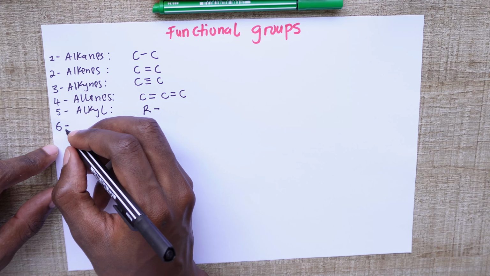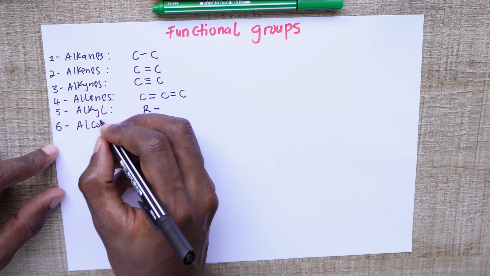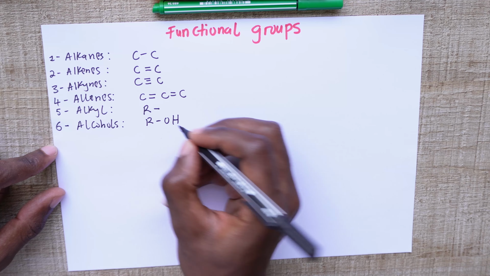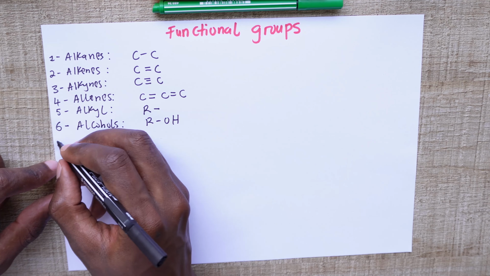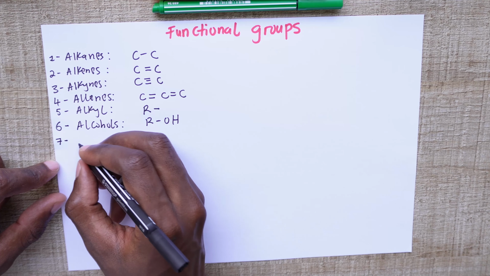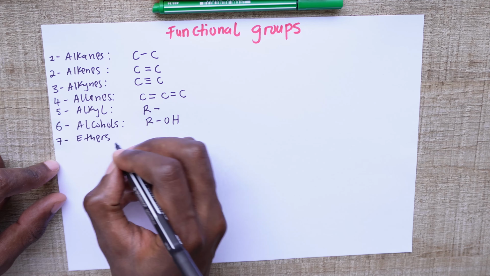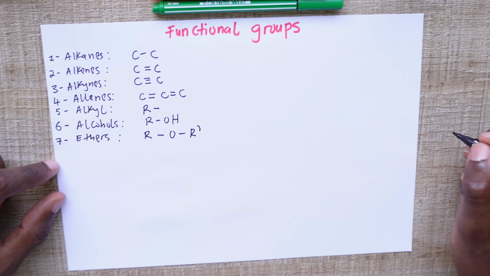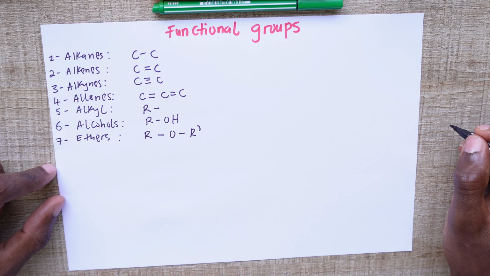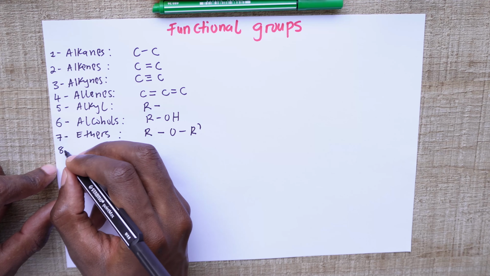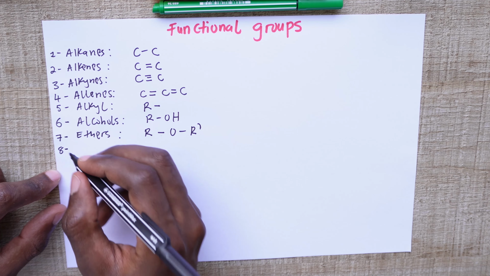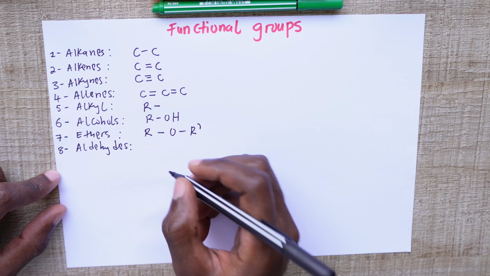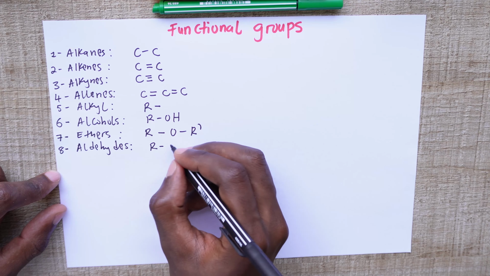In the 6th position, you have the alcohols, which have as functional group ROH. Right? These ones are really easy. Then you have the ethers, which are isomeric to the alcohols and have as functional group ROR prime, where R and R prime are alkyl groups. Is it going good? Okay. In the 8th position, we have aldehydes, which have as functional group RCHO.